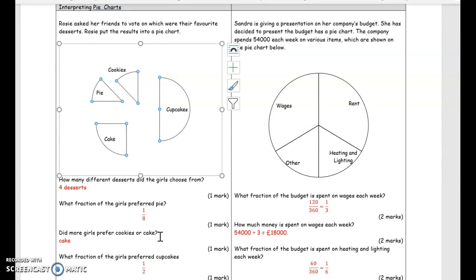And then we've got the fraction of girls that prefer cupcakes. We could say, well, this is half of a pie, so we end up with a half, okay? Which is the same as 4/8, which can cancel down to this.